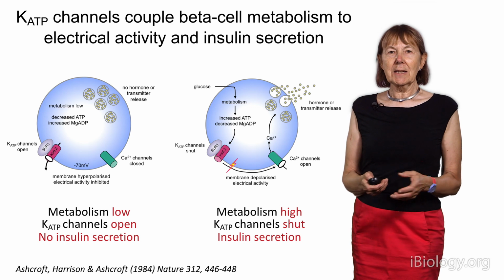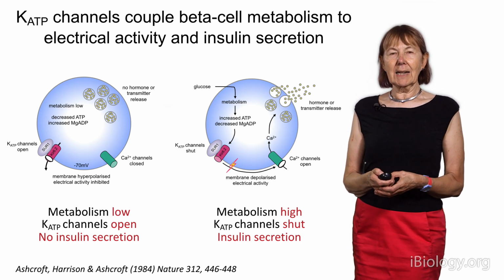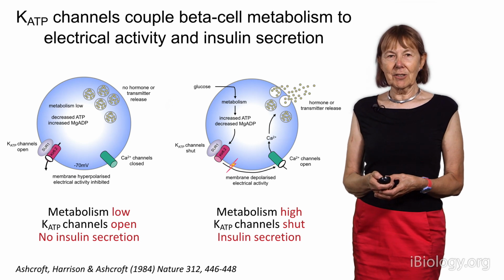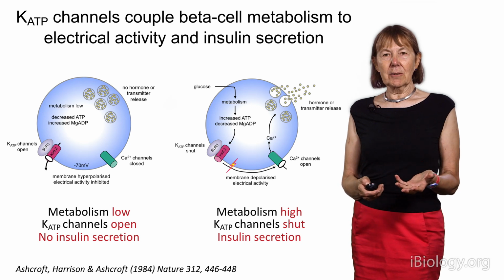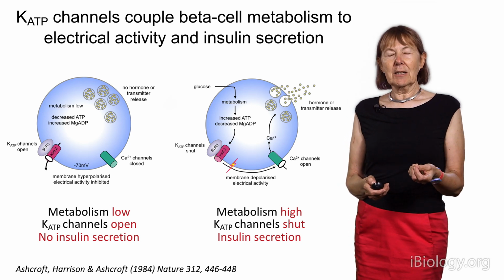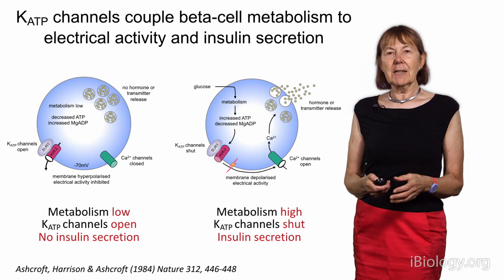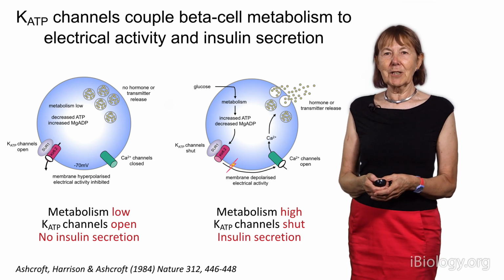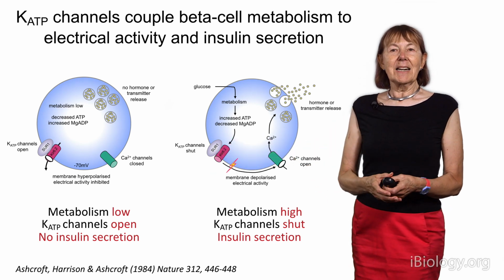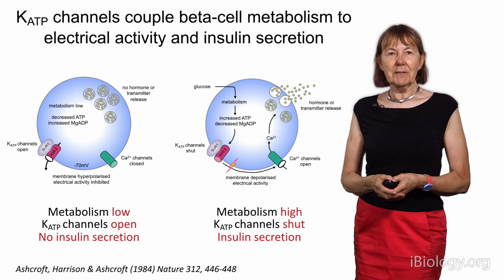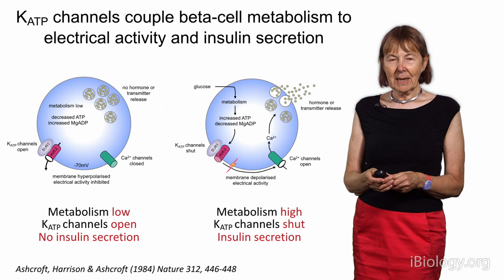So ATP-sensitive potassium channels are really important because they couple the metabolism of the cell to its electrical activity and insulin secretion. When blood sugar levels are low, the metabolism of the cell is low, and the KATP channels are therefore open. And potassium efflux through the channel generates a negative membrane potential that holds the voltage-gated calcium channel shut, as you can see here. And because calcium entry is required for insulin secretion, this means that no insulin is released.